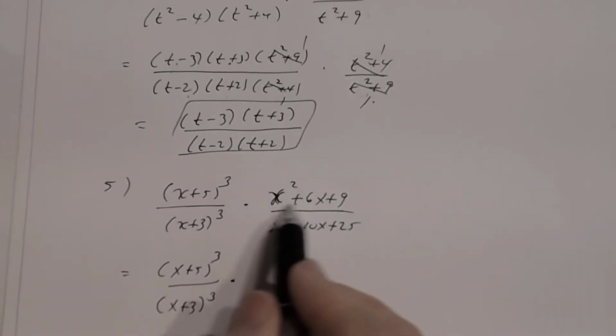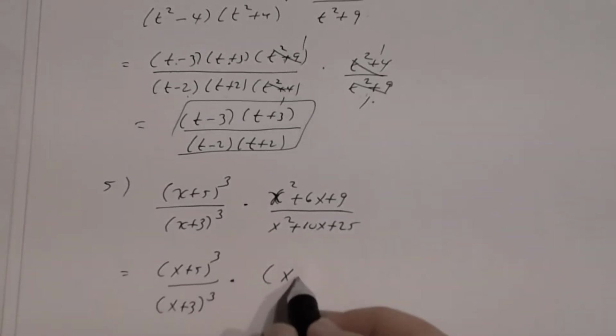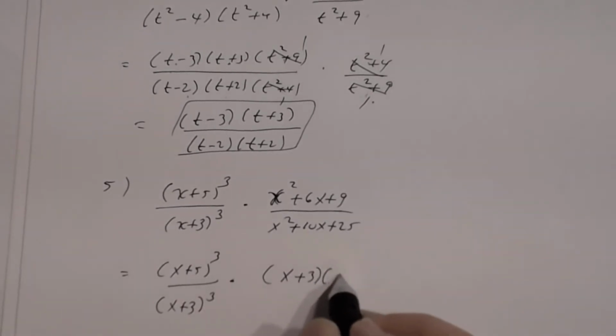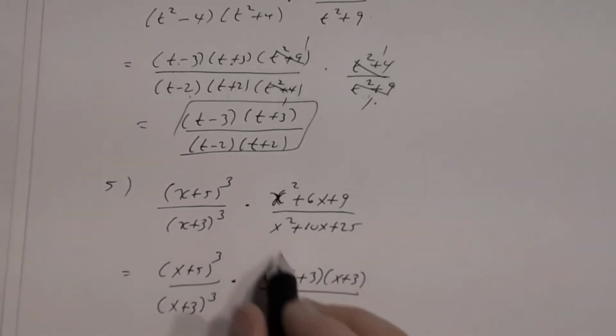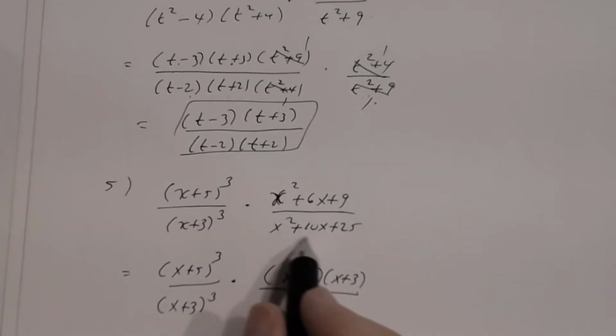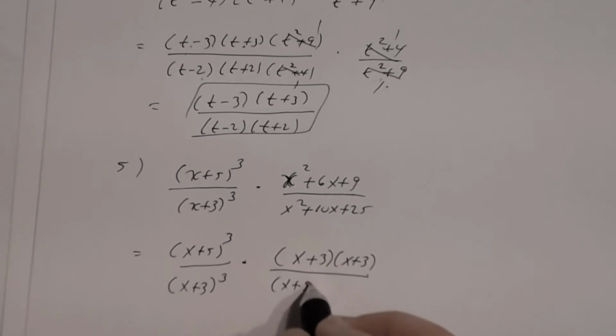All right, now over here, I can factor this. See, that's a perfect square trinomial. I can factor that as x plus 3 times x plus 3, right? Or I can write as x plus 3 squared. Does not matter. Over here, and then the denominator, that's also a perfect square trinomial. So I can write it as x plus 5 times x plus 5, right? Okay. Now, some students, they prefer to leave it like this.